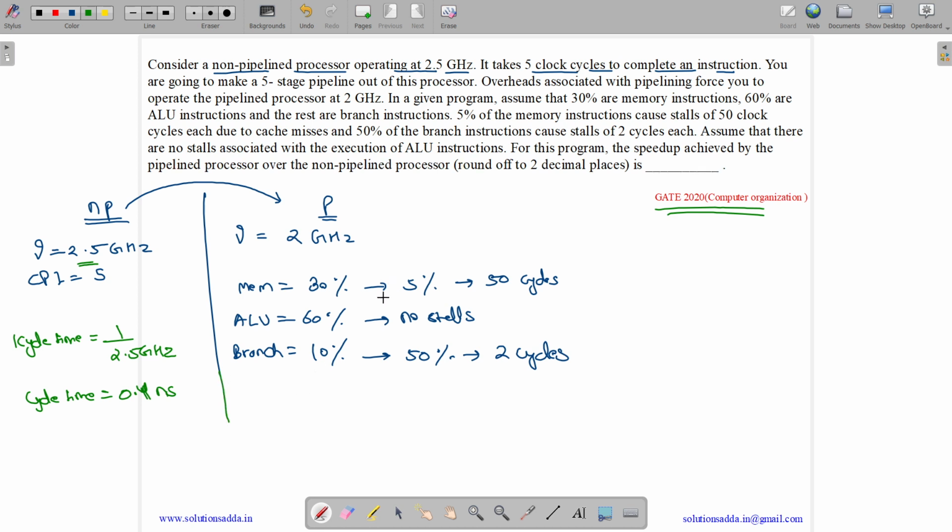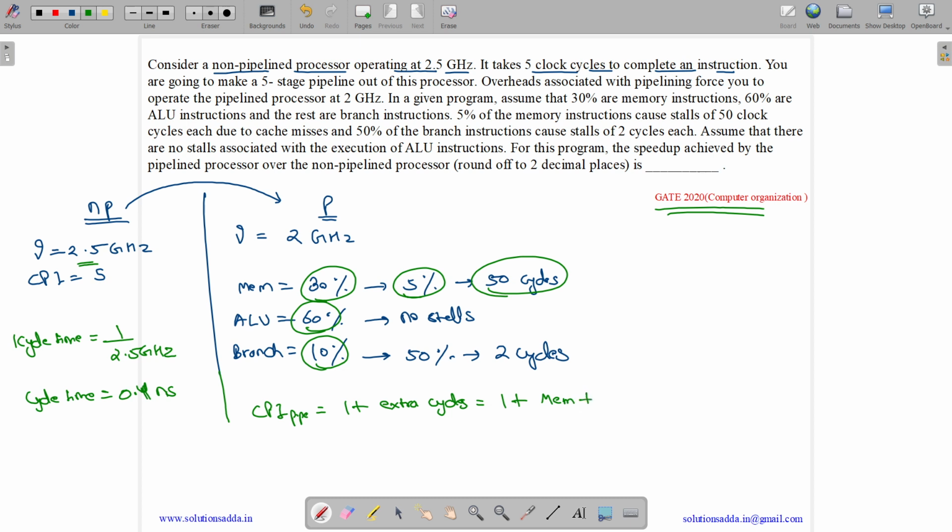Here it is given that memory instructions are 30% and 5% create a 50 cycle stall. ALU instructions are 60%, branch instructions are 10%. So what is our CPI for the pipeline processor? It is equal to 1 plus the extra stalls or cycles. So it is equal to 1 plus extra stalls due to memory instructions plus extra stalls due to branch instructions, as ALU has no stalls.